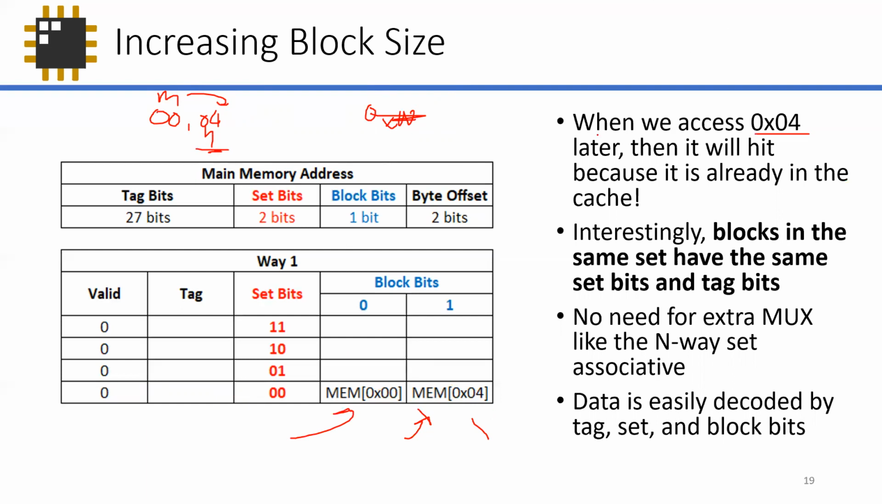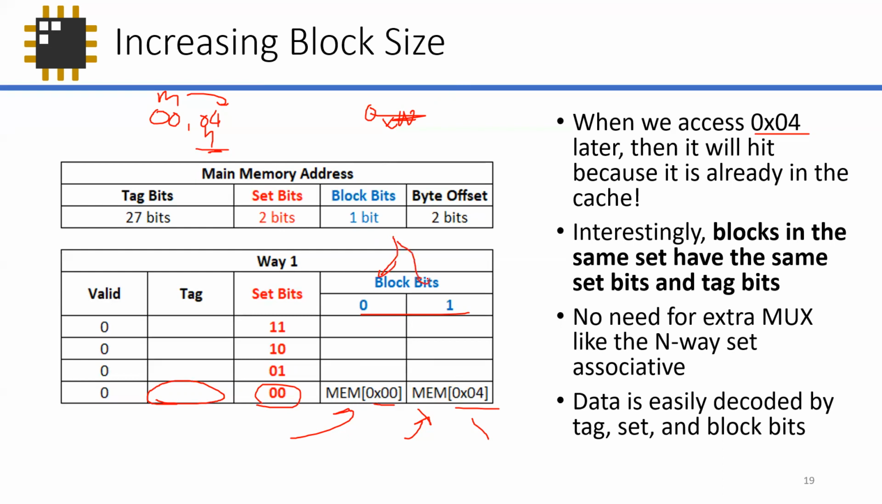Now, interestingly, those blocks have the same set bits. The only time they're different is because of the block bits. Not a problem, because that information is contained in the memory address. And the tag bits for both are the same. So if the tag bits of 00 and 04 are always the same, then I am guaranteed that I will get a hit, right? And then it's just a matter of selecting which block I am going to use.